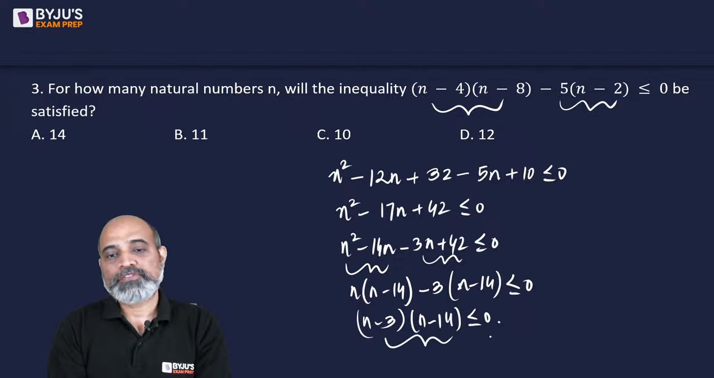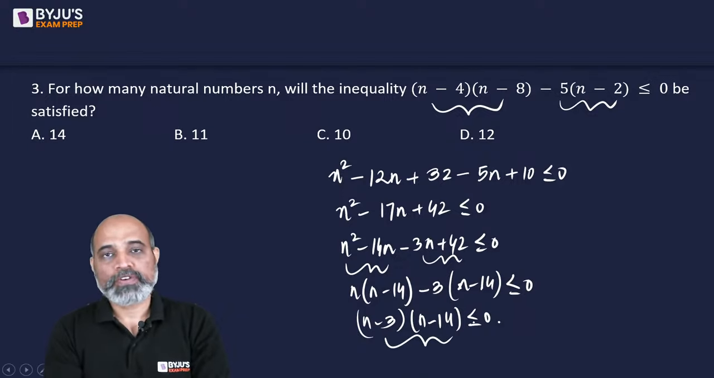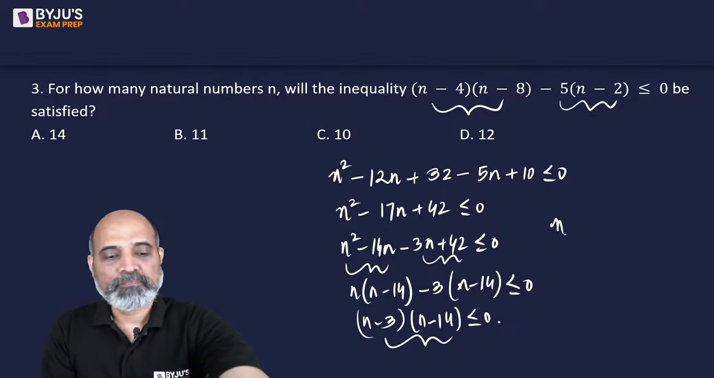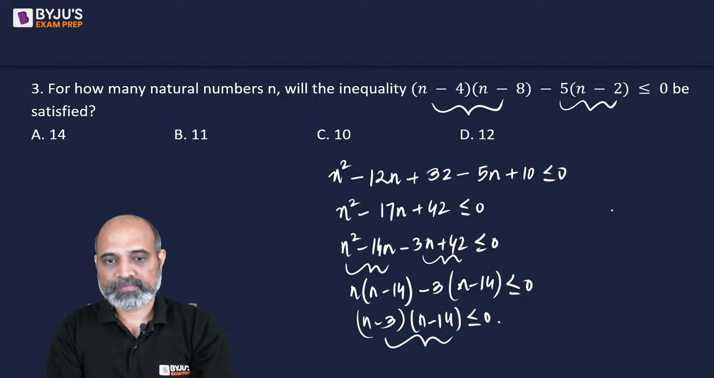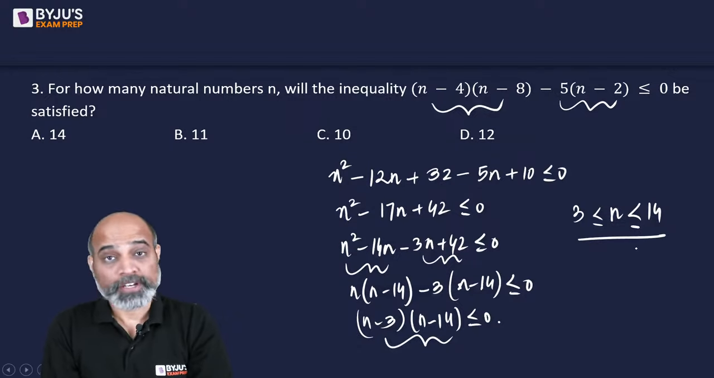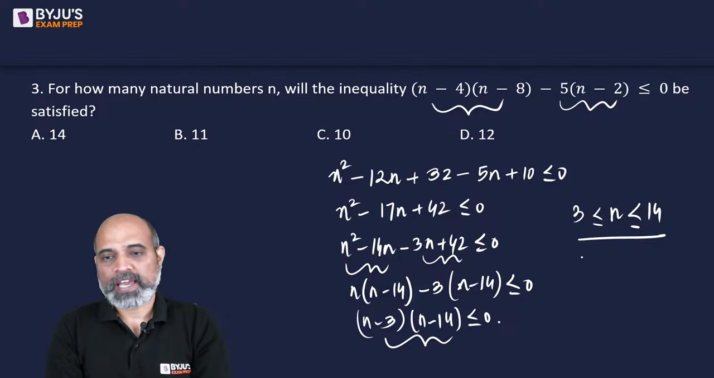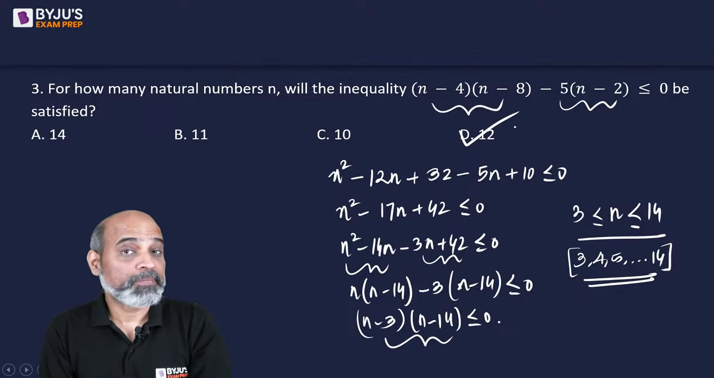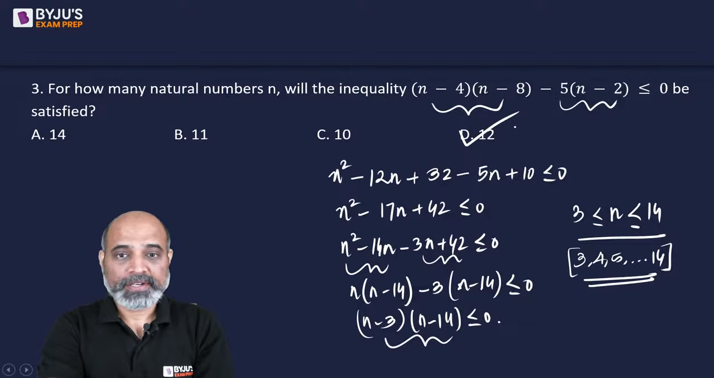So, whenever you have a quadratic or product of two factors less than or equal to 0, the answer always lies between the two values. So, n should be greater than or equal to 3 and less than or equal to 14, right? So, how many values do we have from 3 up to 14? So, 3, 4, 5 and so on up to 14. If you count the total number of values from 3 to 14, you will find there are 12 such values. So, option D makes sense, right?